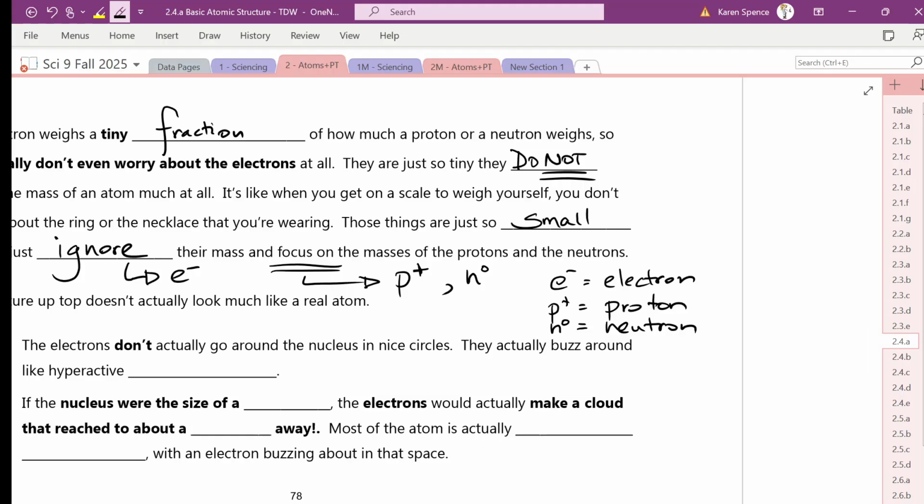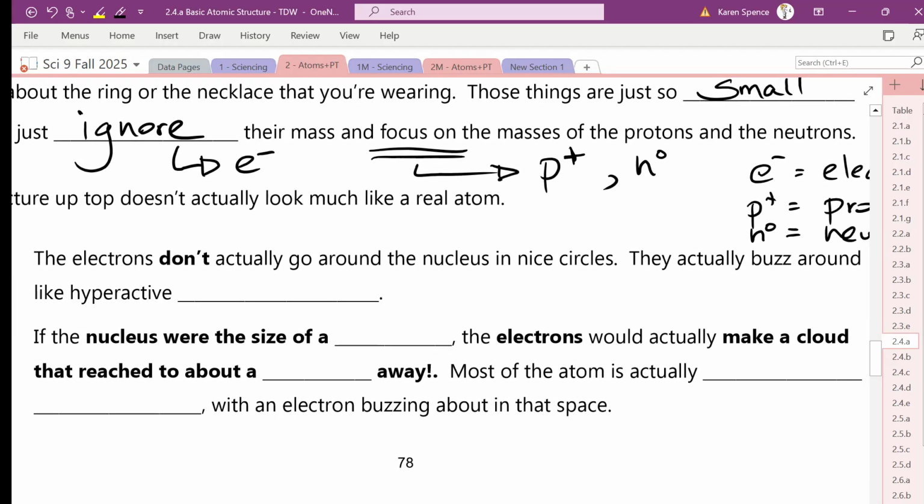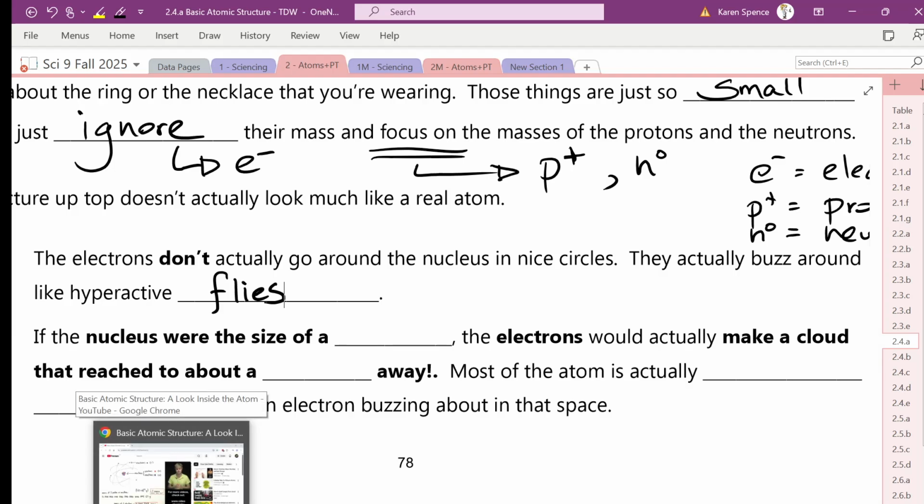Electrons don't actually go around the nucleus in nice circles. They actually buzz around like hyperactive. Do you guys remember what they buzz around like? Hyperactive flies. And I don't remember the next analogy, so we're going to have to go back to Tyler for that.